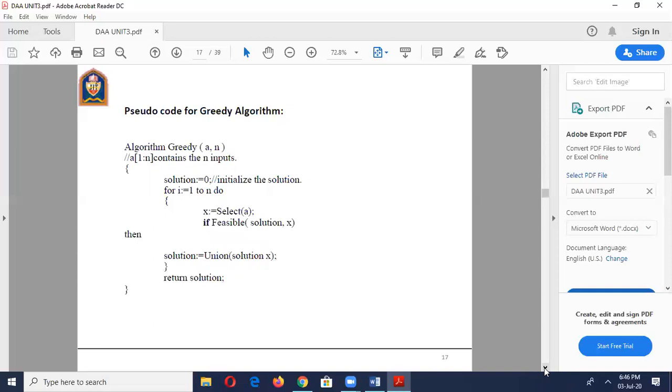So this is the pseudocode for the greedy algorithm. The algorithm Greedy(A, n), where A[1:n] contains the inputs. The solution is initialized to empty. For i equal to 1 to n, x is selected from A; if feasible with the solution, then the solution is the union, and it will return the solution. Next slide, sir.